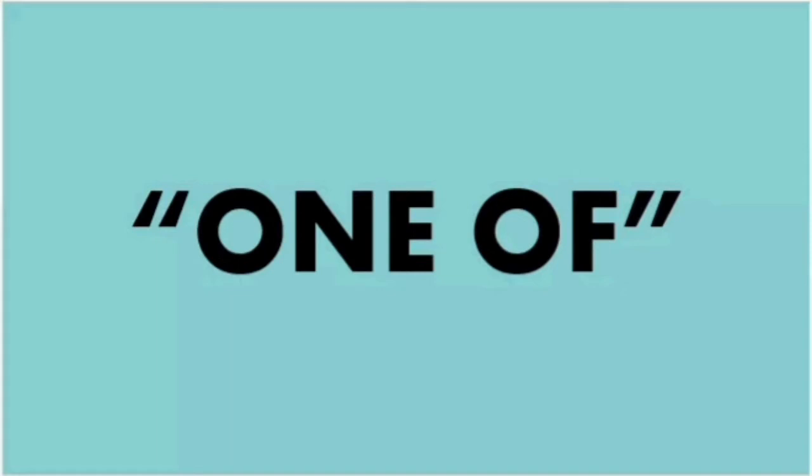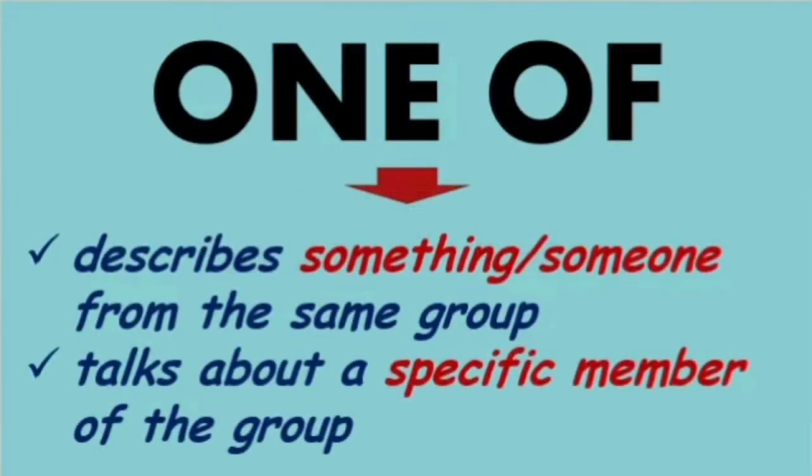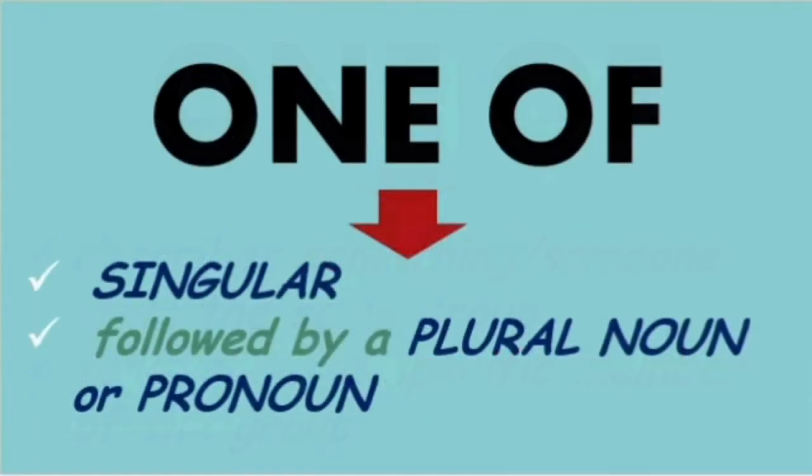Alright, so one of describes something or someone from the same group. Okay, so sa isang grupo, may isa na tinutukoy ka. Okay, so yun ang sinasabing one of. Yung sa isang grupo, meron kang specific na isang member na tinutukoy.